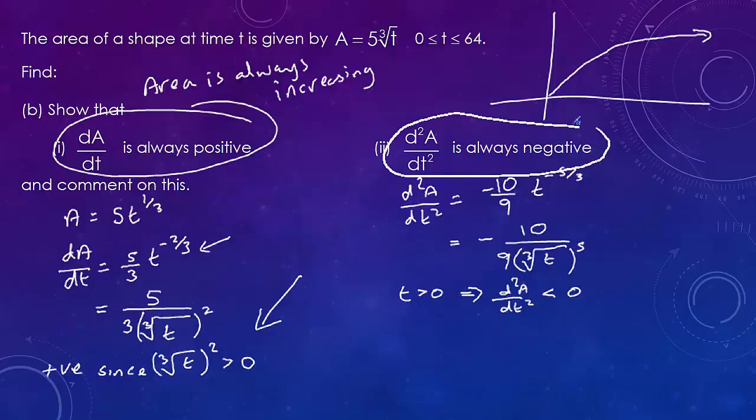But the rate of change of that increase is getting smaller. And we can see that on the curve I've drawn here. So area is always increasing, but the rate at which it's increasing is getting smaller.